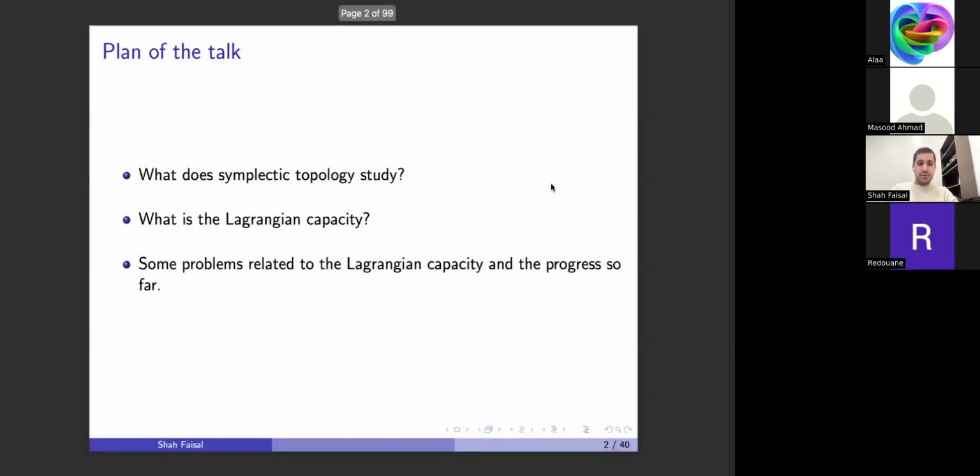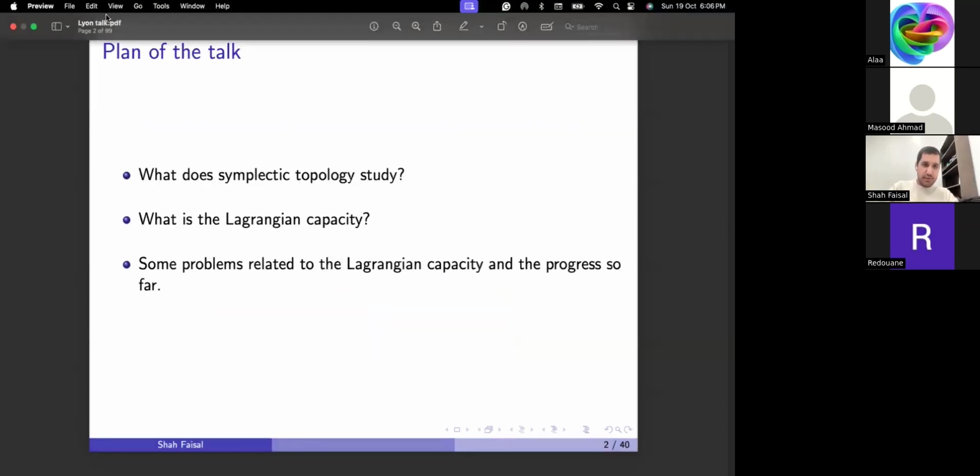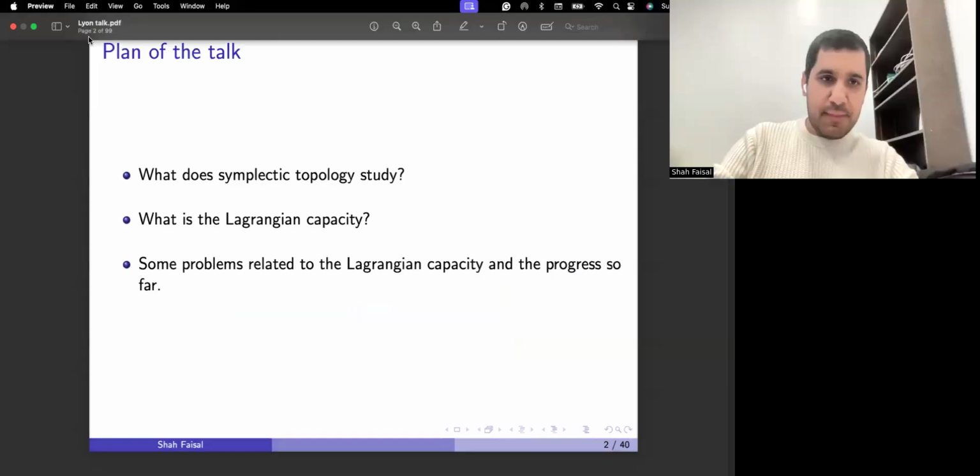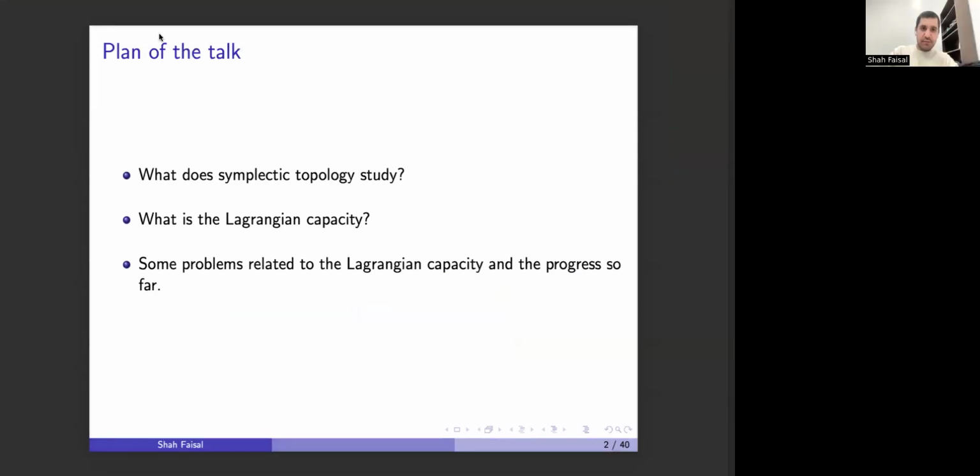So the plan of this talk is to cover the following things. So I will explain what symplectic topology is about.